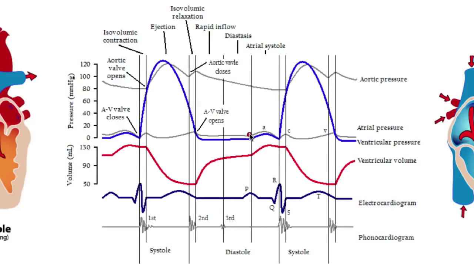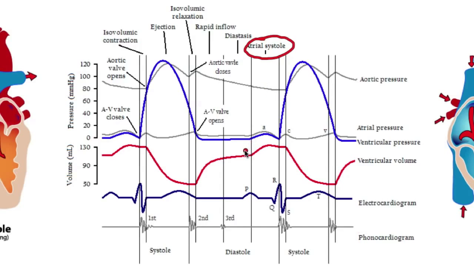And you can see here, right after the P wave, we get this increase in pressure in the atria. That is when the atria are contracting, and that is why we see that increase in pressure as a result of the depolarization of the atria. So once again, the P wave represents atrial depolarization. That is going to cause atrial contraction, or as you can see here, atrial systole.